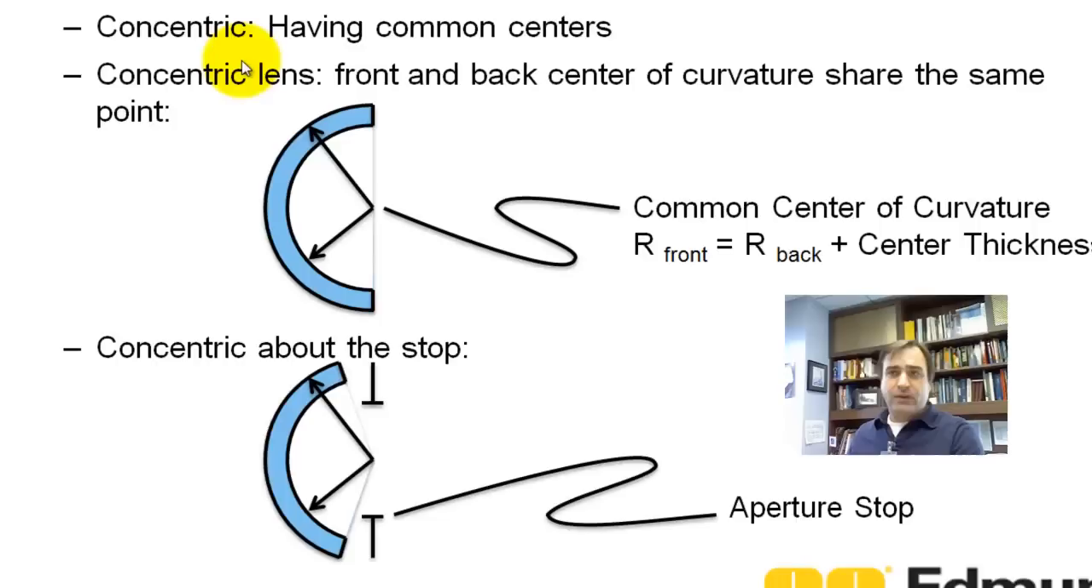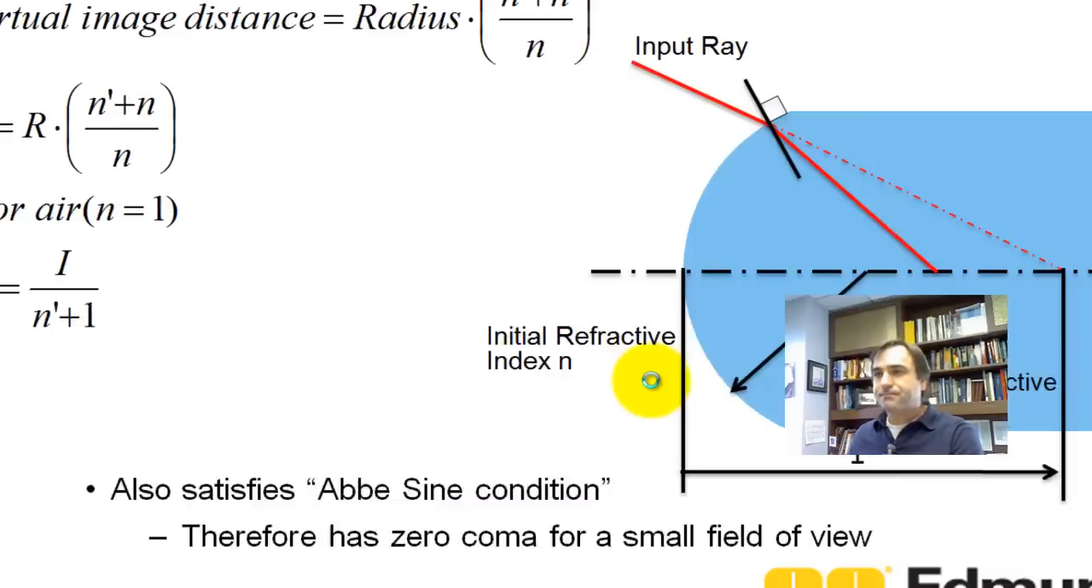But I need to talk about concentric, and concentric means having a common center. So if we've got a concentric lens, as is drawn here, the front radius and the back radius share a common center of curvature. Said another way, the front radius equals the back radius plus the center thickness. Domes are very commonly made of this, and you gimbal about the center point here. You can be concentric about the aperture stop. So if this is your aperture stop here, these surfaces are concentric about that surface.